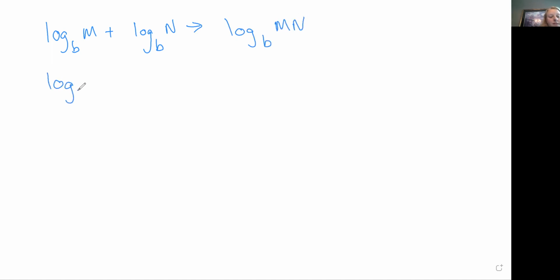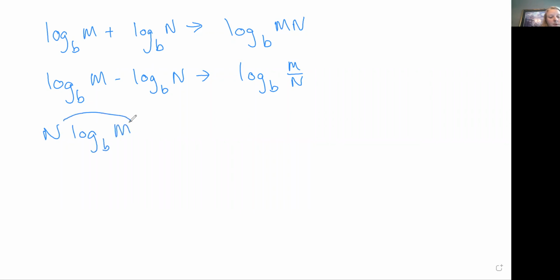If the logarithms have the same base and you're subtracting, that gets changed to division. And if you have a number times a logarithm, that number becomes the exponent. And those are your three laws of logarithms. Let's apply those.